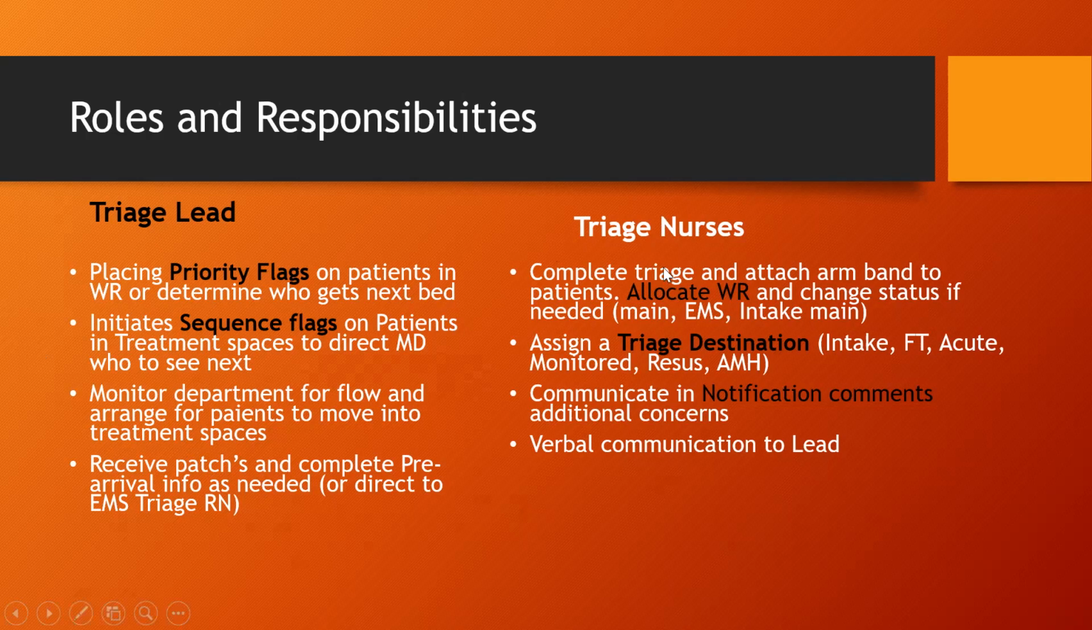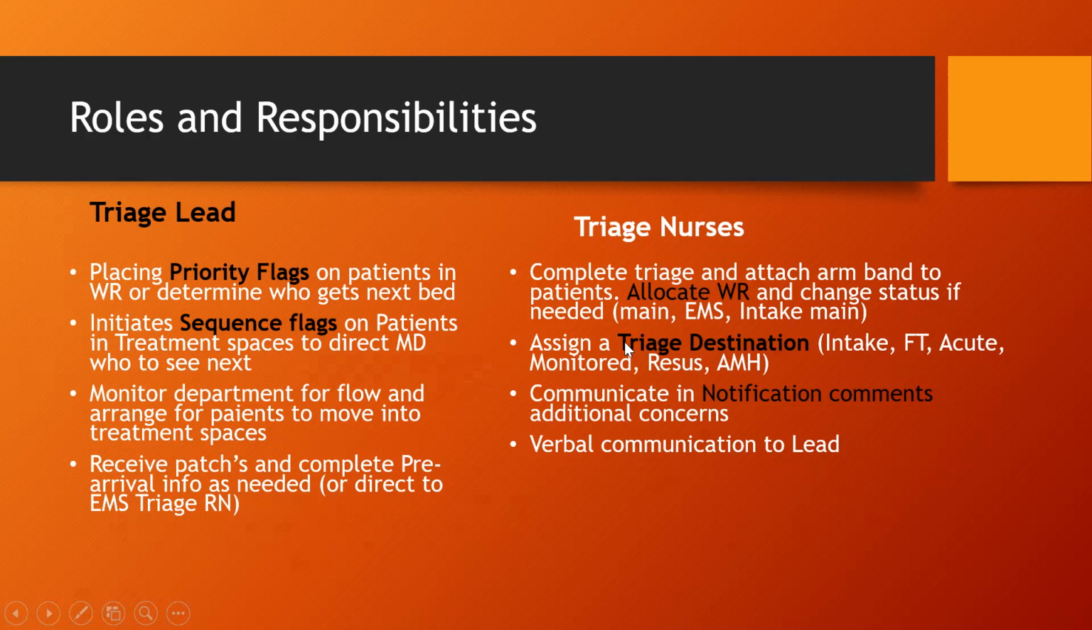The triage nurses, if you're in that role for the day, then your job is obviously to complete triage notes. You are going to attach armbands to patients. You need to allocate patients to the proper waiting room. You need to help the lead make the best choices. So you saw the patient, tell them this is the waiting room they're in. So all those EMS patients, they can see, I've got 8 patients sitting out there. Allocate patients to the proper waiting room.